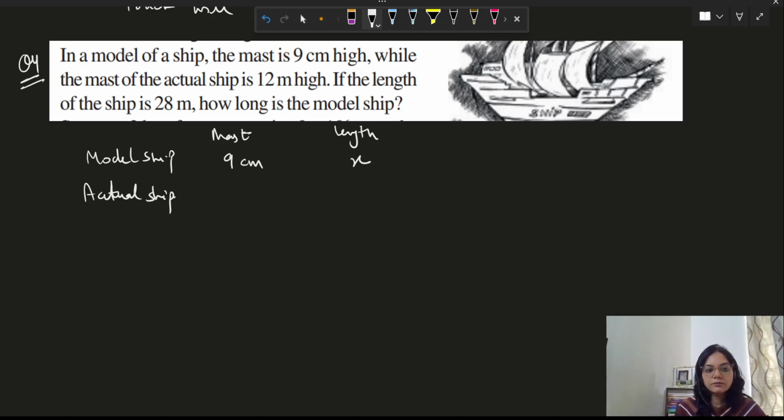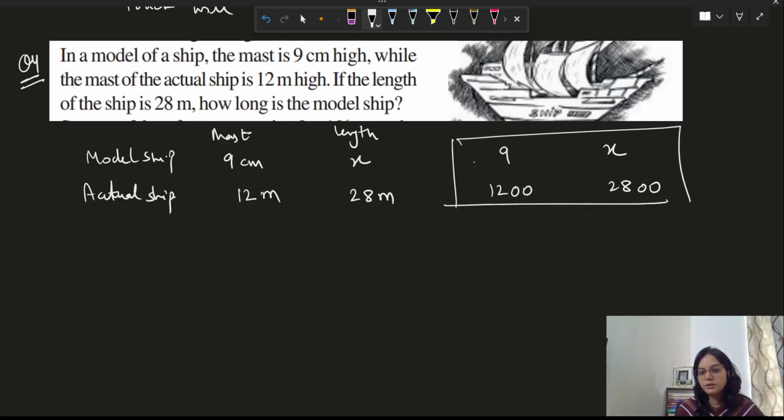But for the mast, actual ship mast is 12 meters high. This is how many meters. And length of actual ship is given, which is 28 meters. Okay, now again we need to do the conversion. So we can change it as we have 9, x, and 1200 to 2800. Okay, or no? Why did I change? Because the units should be the same, I converted it to centimeter. So both are centimeter, centimeter.